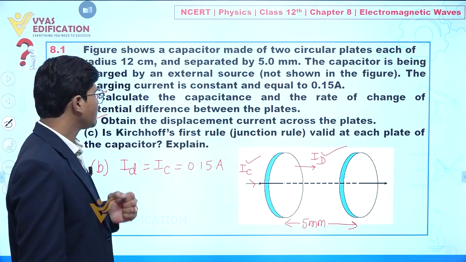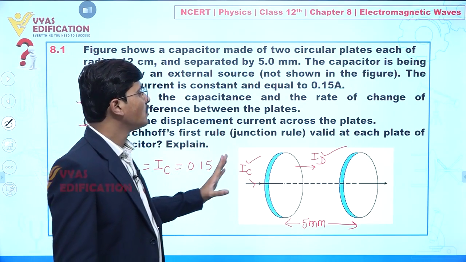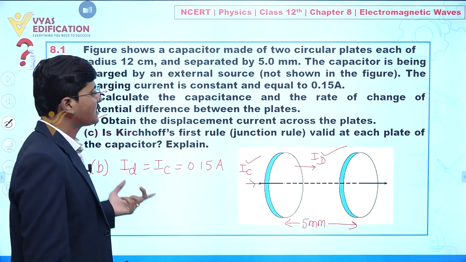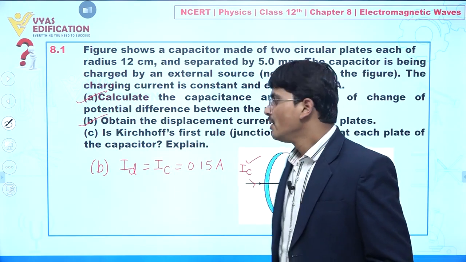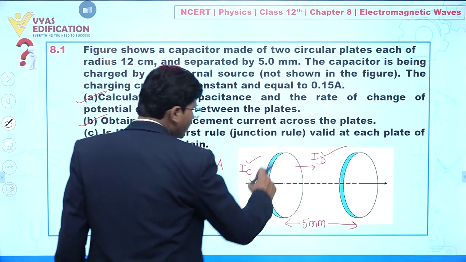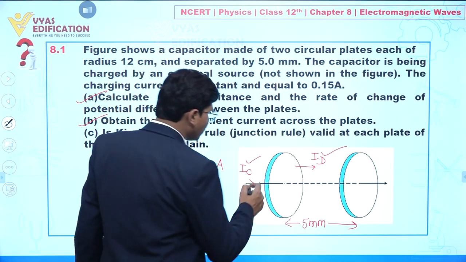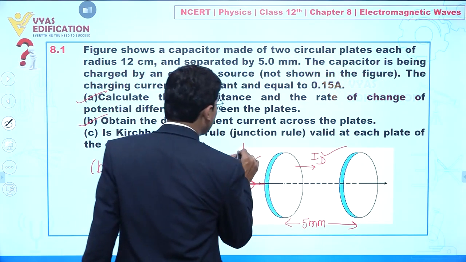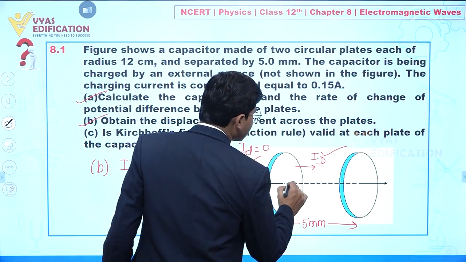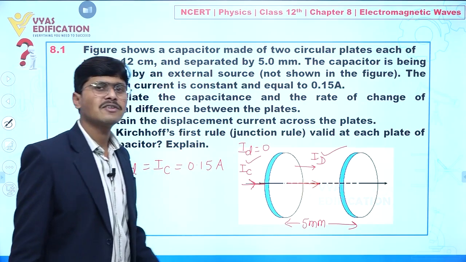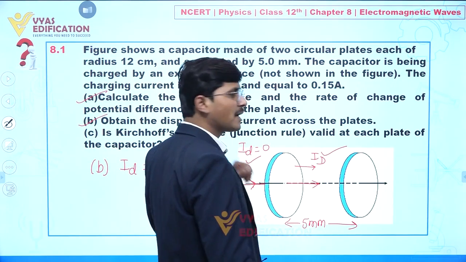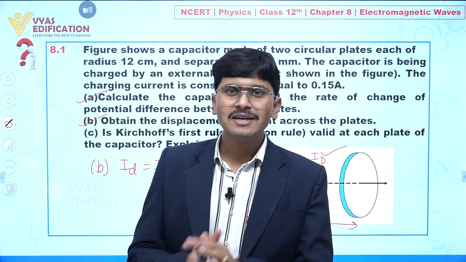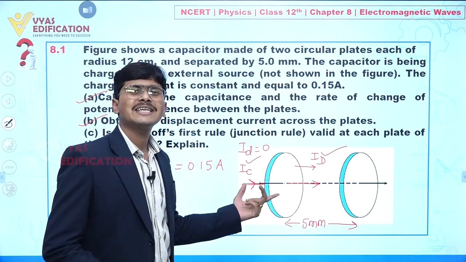Now we are going to discuss part number C. In part number C it is given: is Kirchhoff's first rule, or we can say junction law, valid at each plate of the capacitor? Explain. Now listen carefully. If we talk about this parallel plate capacitor, the incoming current is the conduction current, clear, and here we have displacement current 0. The outgoing current is ID, and ID has the same magnitude as IC. It means we can say incoming current is equal to outgoing current for this parallel plate, clear, or we can say IC equals ID.